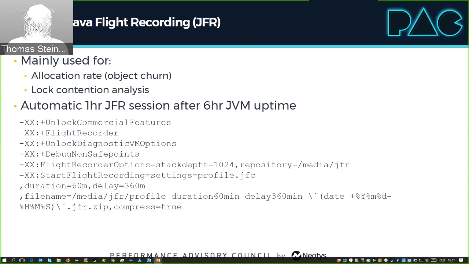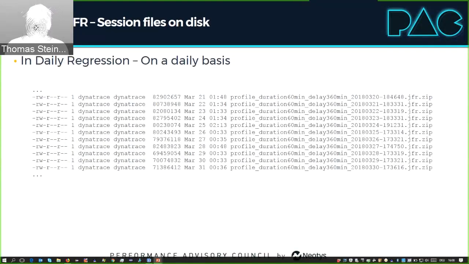So when the JVM is up for 6 hours, the JVM automatically creates a 1-hour JFR session on a daily basis, for instance in the daily regression environment, which means you see one flight recording file per day automatically created. So if we really enter the room and are not able to analyze it, for instance with Dynatrace, for instance object churn related stuff, we are still capable to do some before-and-after analysis with flight recording files created in an automatic way.